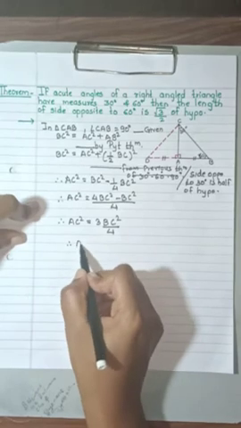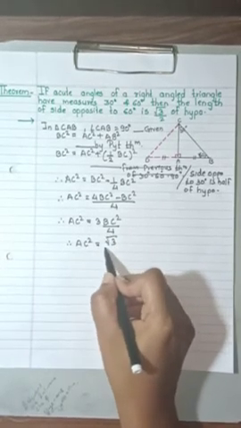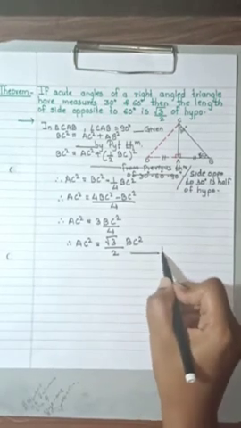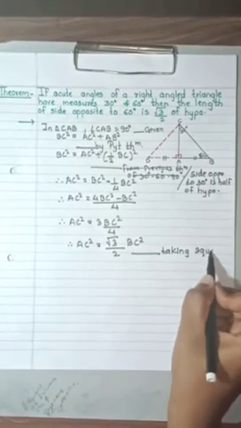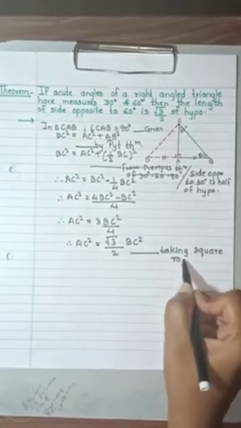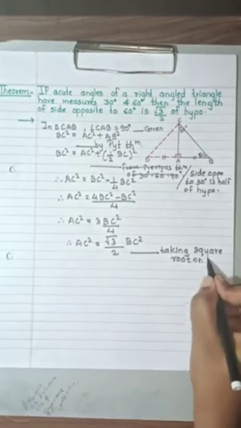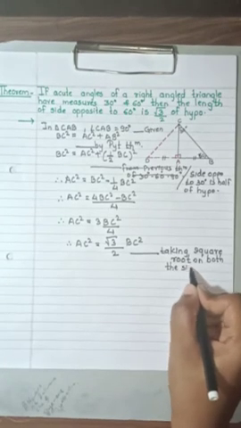Therefore AC is equal to root 3 upon 2 BC. Here you can write down by taking square root on both the sides.